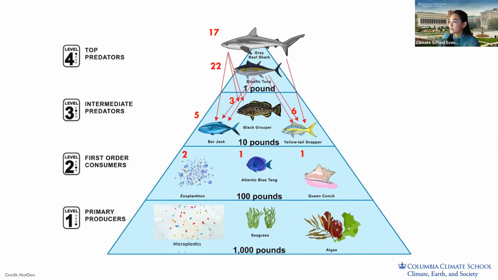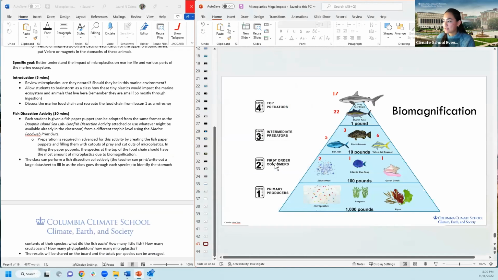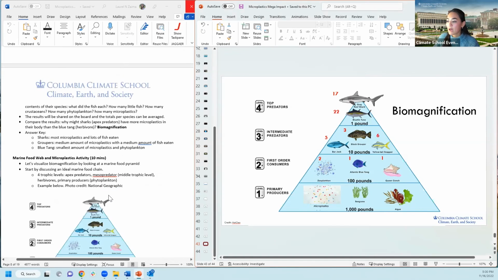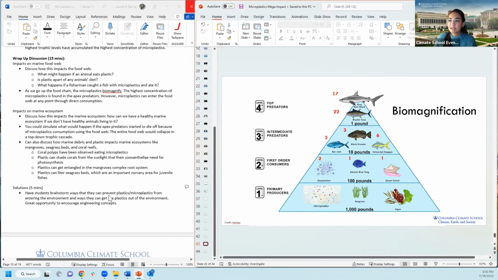And this is all called biomagnification. So it's a really great, very visual, hands-on way for students to understand biomagnification as a term and how it relates to microplastics. It also relates to other contaminants in the waters as well, which is why, in terms of our human impact, we advise against eating higher up on the food chain. So that is just a few of the activities.